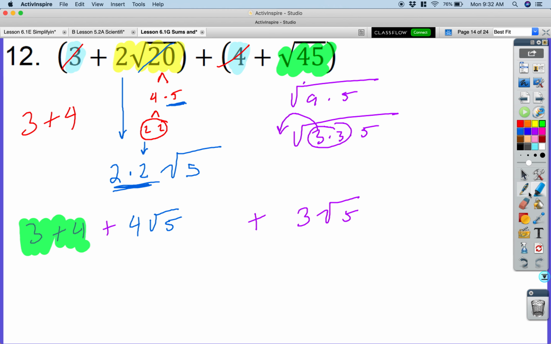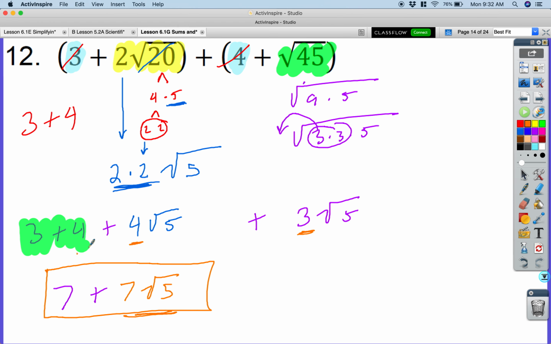So I'm going to do 3 plus 4, and that's going to give me 7. And now the second rule is what we looked at a little earlier. I can add the coefficients of numbers with square roots that have exactly the same square root number. So 4 plus 3 is 7. I'm going to leave it as radical 5. I then look at this. I can only add and subtract numbers that have the same square root. This has a 7 square root 5, and this one does not have a square root. Therefore, this is your final answer.